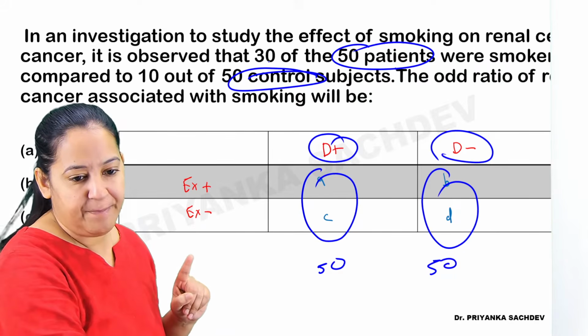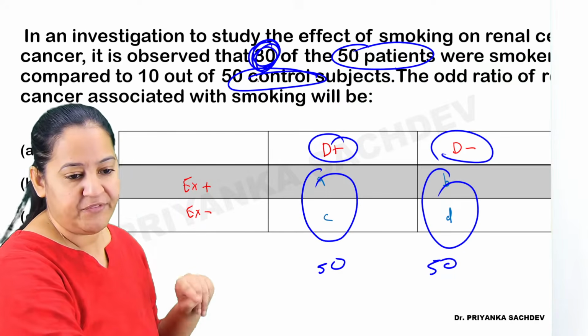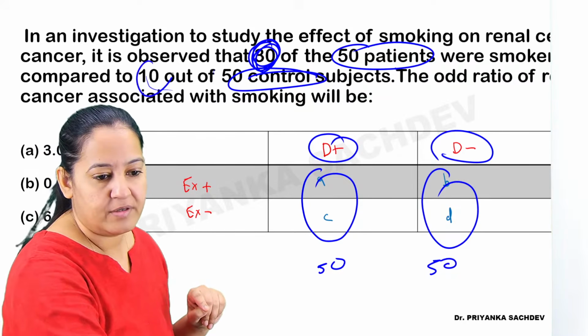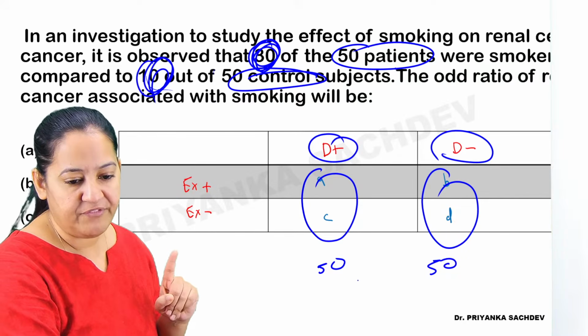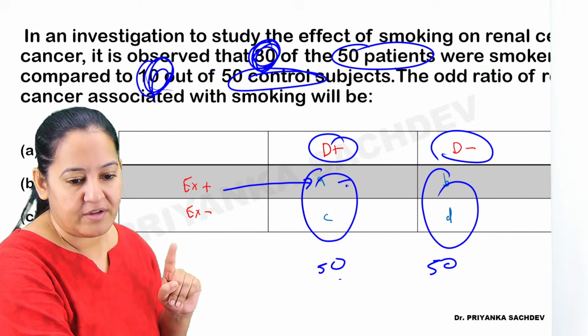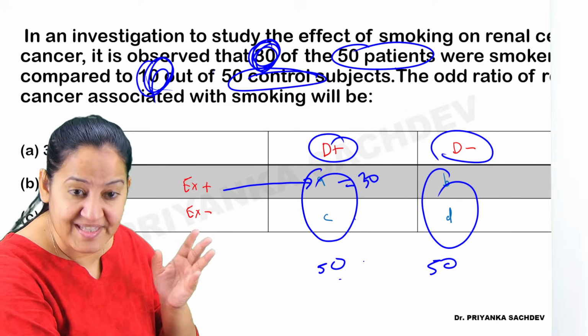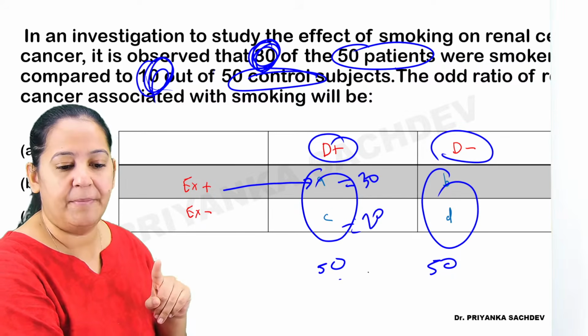Out of the 50 patients, 30 are smokers. What is this 30? And out of the 50 controls, 10 are smokers. So out of the 50 patients, 30 are smokers, meaning exposure is present in 30. So 30 is the value of A. Hana, C is not given to you. So obviously C will be 20 because the total is 50.